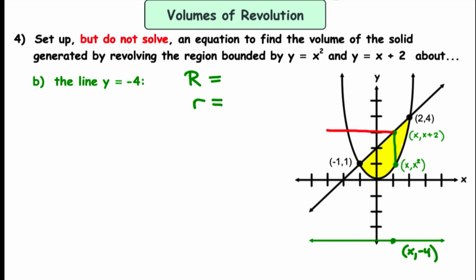The outer radius is the distance from here to here. If you think about it, the x plus 2 would take you from here, the top, down to the x-axis. And then this other distance here is just 4 blocks. So really, it's going to be x plus 2 plus 4, which would be x plus 6.